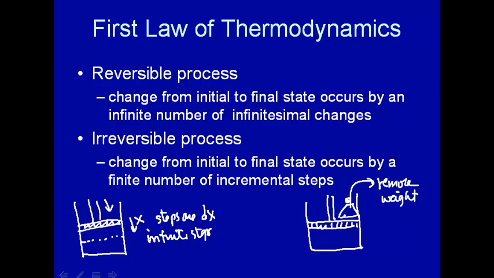So now suddenly the pressure has decreased just instantaneously from one pressure to another, and now the volume is going to change. In fact, the piston is going to go up, the volume of the gas or the system here is going to increase. So that's an example of an irreversible process. The change from the initial to final state occurs by a finite number of incremental steps. In this case, it was just one step, and suddenly the pressure changed.